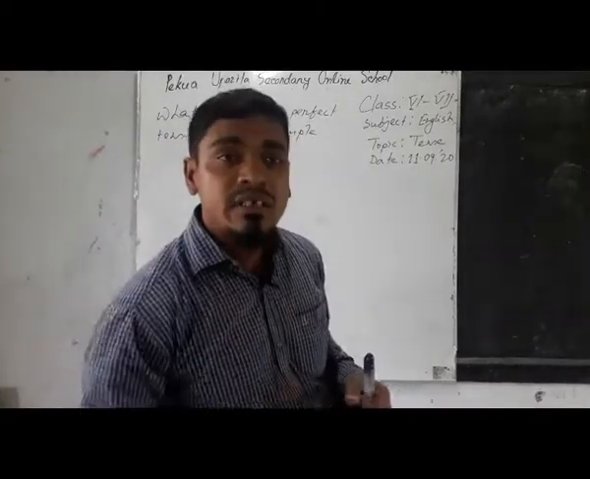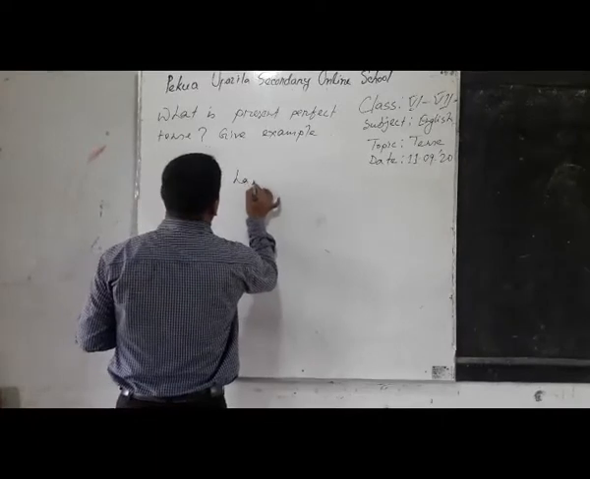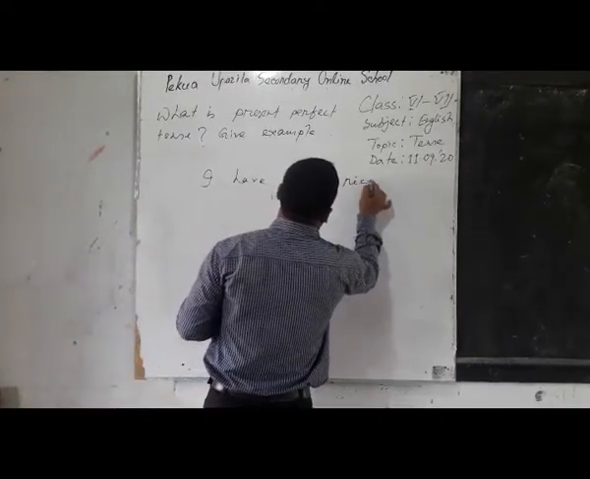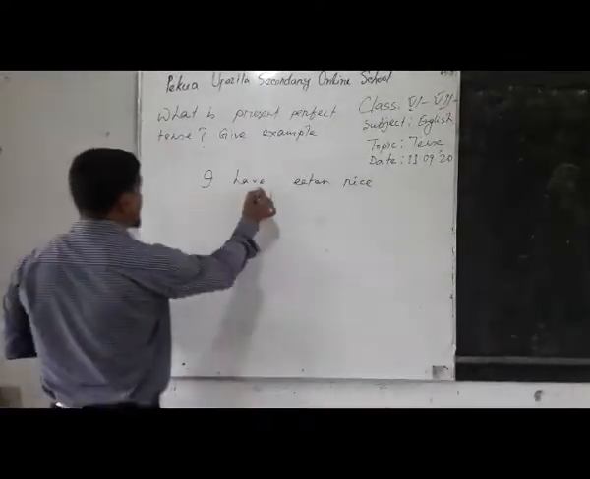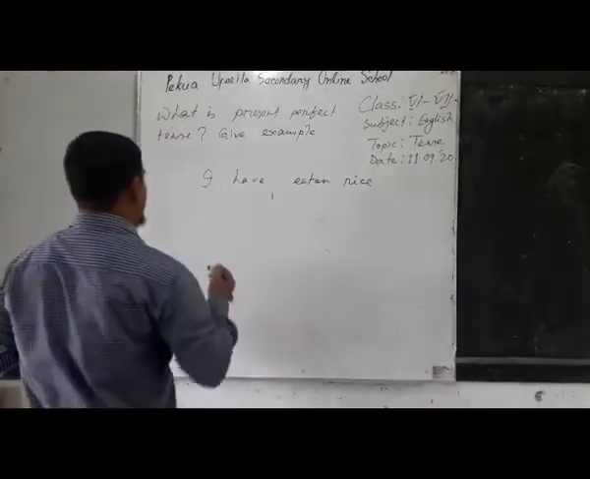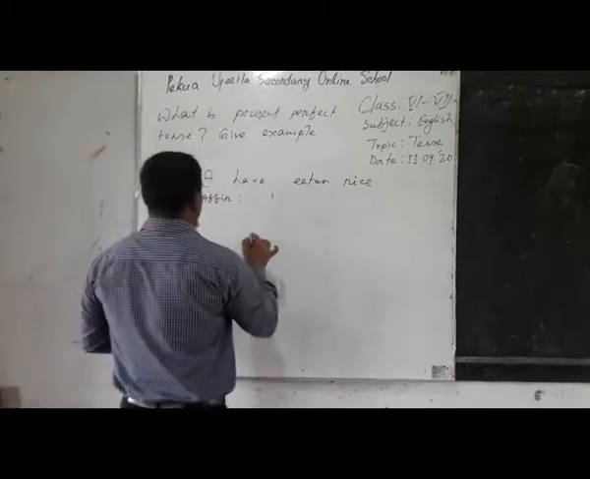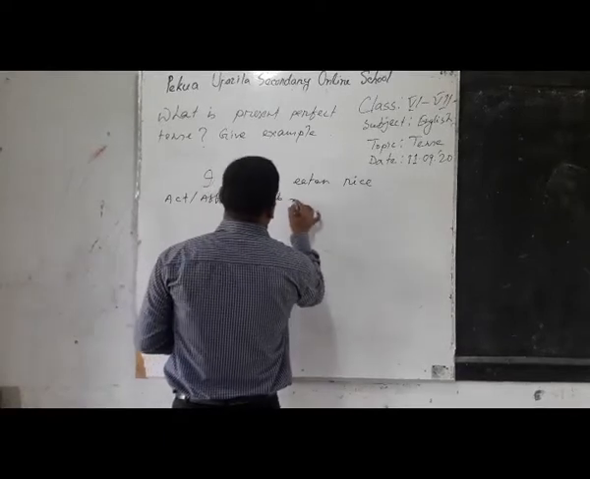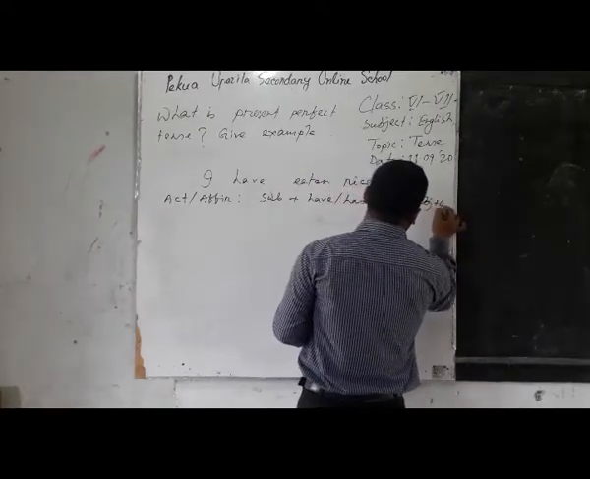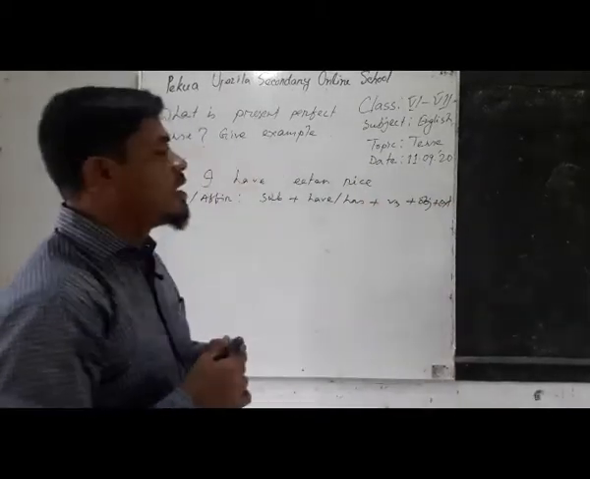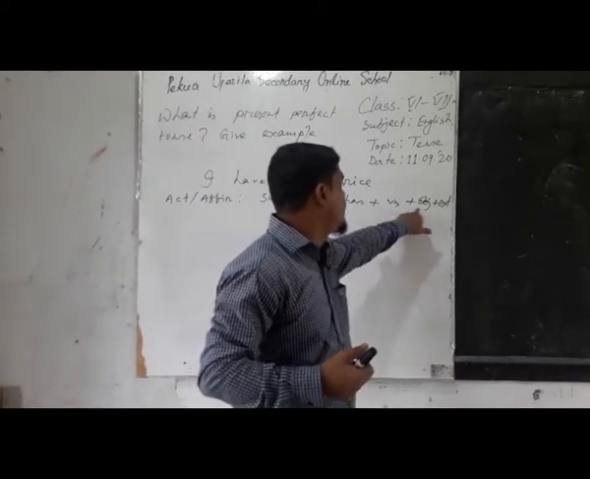In the previous two classes I did only one example. This class also I write one example. I have eaten rice. This is the example of present perfect tense. If I write the structure of this example, just follow me. I give the name active or affirmative structure: subject, auxiliary verb have or has, then verb 3, and then object and extension. So the structure of present perfect tense I wrote here: subject, have or has, verb 3, object plus extension.